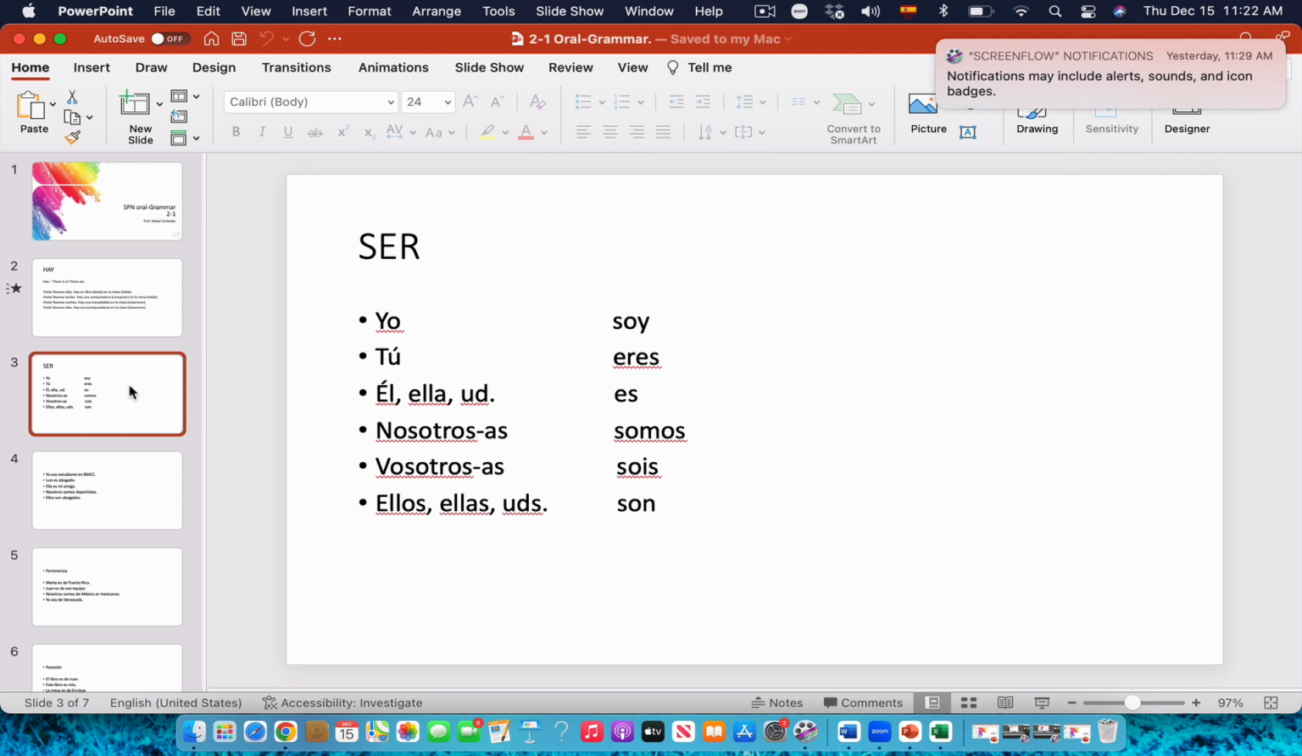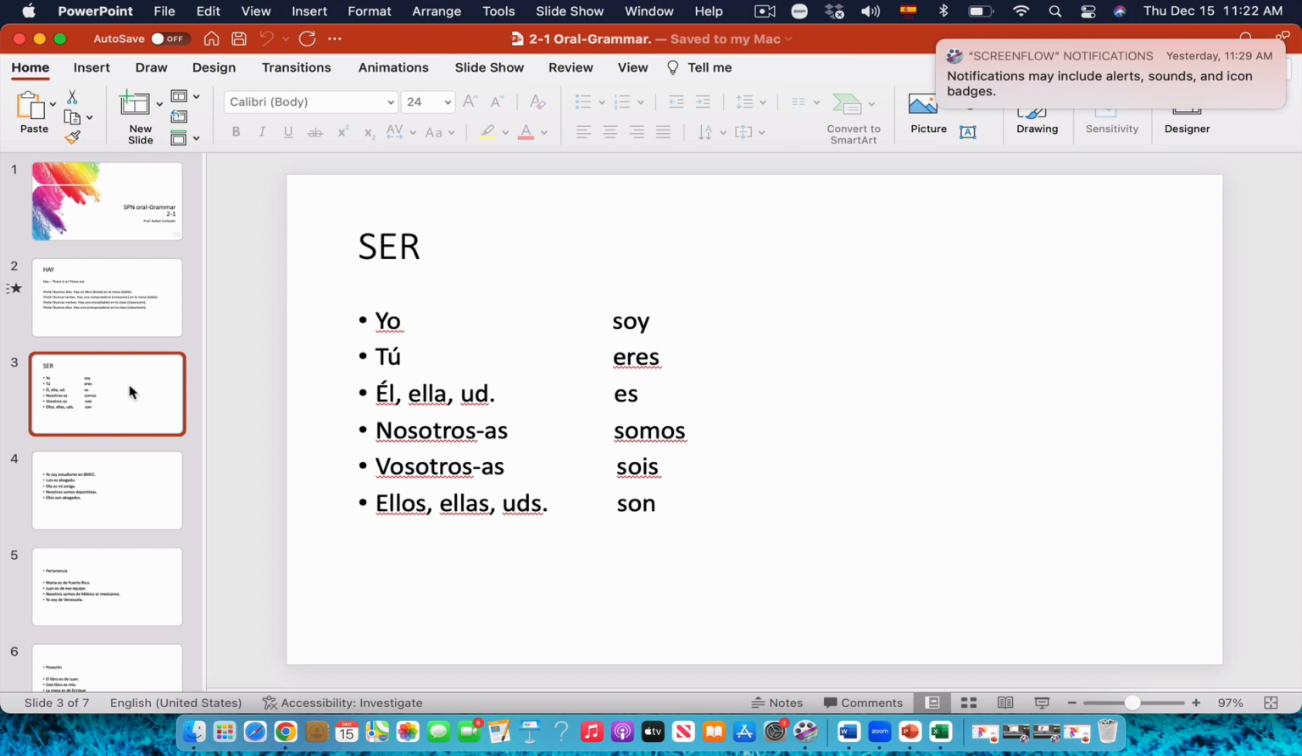Okay, so remember, if you want to say I in Spanish, you say yo. If you want to say he in Spanish, you say él with the accent. She is going to be ella.